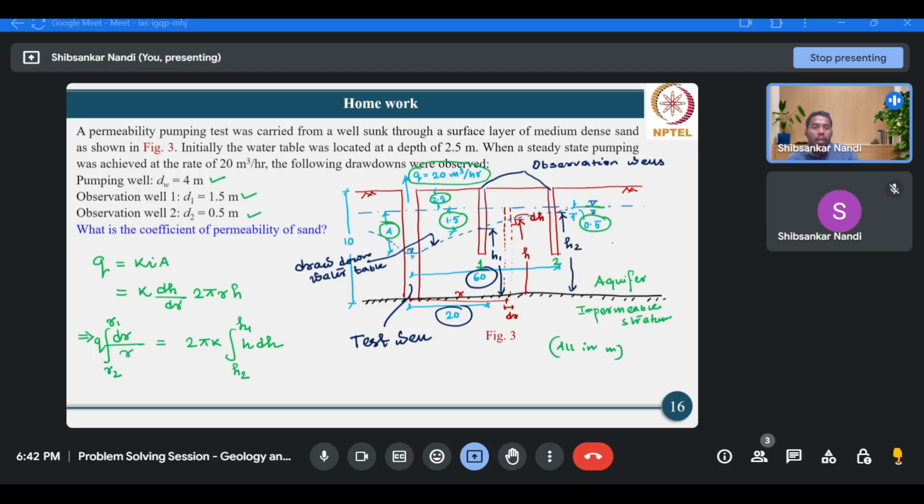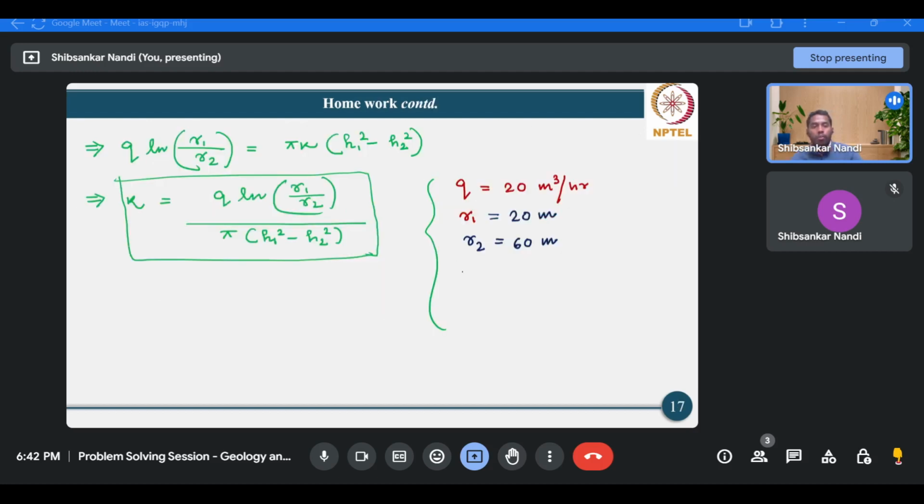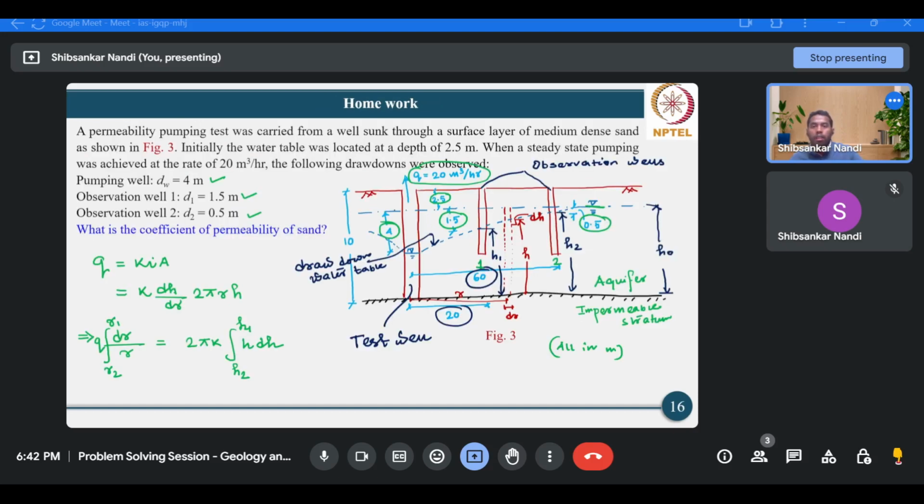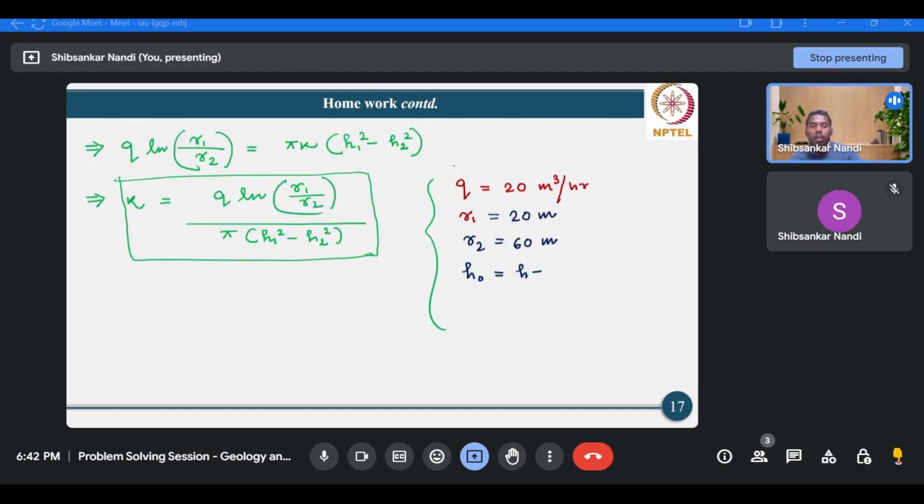So to determine that, first we'll calculate the value of H0. That means the initial water table location from the impermeable base. So what is the value of H0? It would be the total thickness minus the water table location from the ground surface. So that is 2.5. So 10 minus 2.5, that is 7.5 meter.